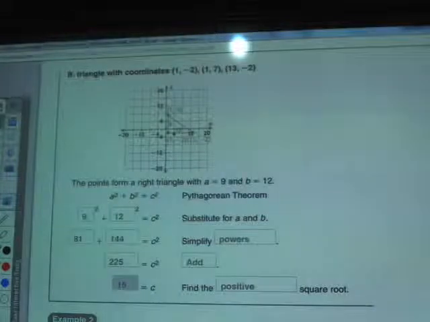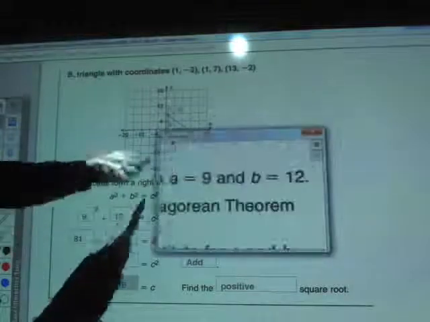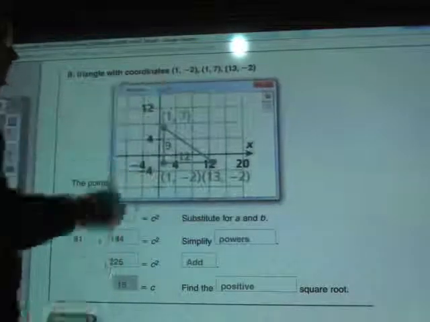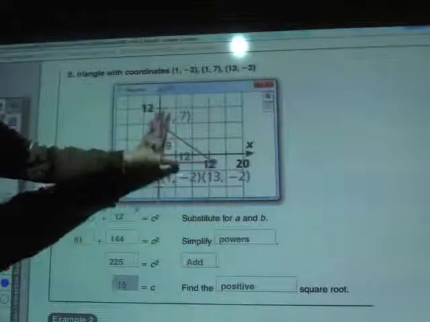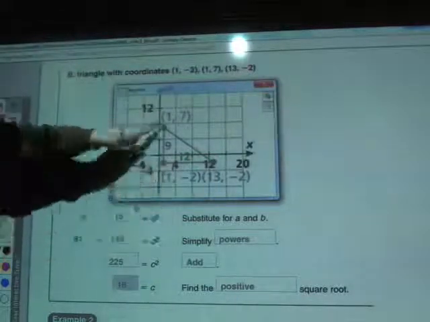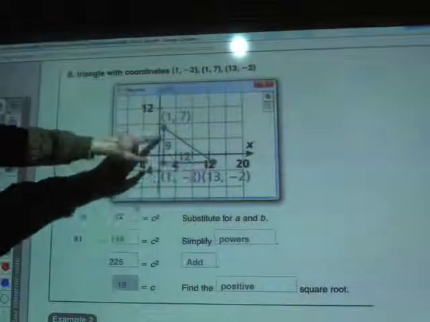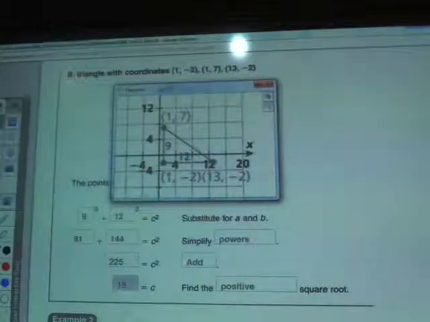So we can see very easily that we have two sides that make the right angle. This side and this side make that 90-degree angle right here. So these two sides are going to be my legs. This side is going to be the hypotenuse.